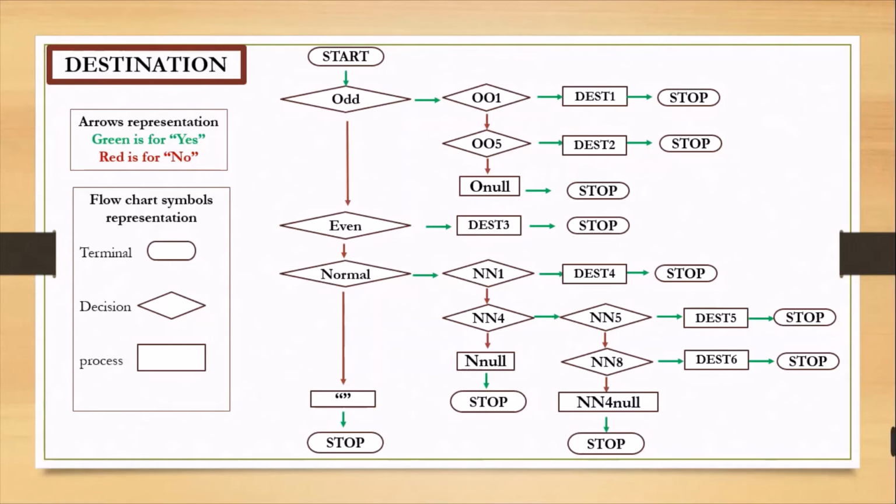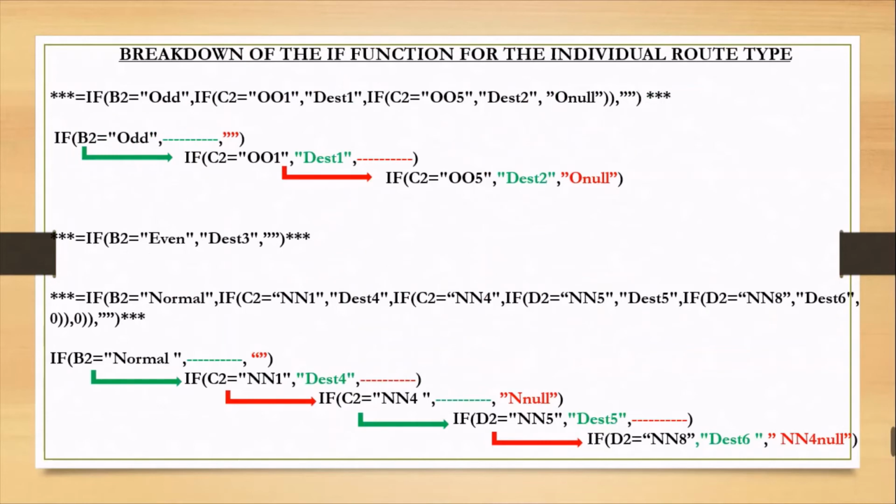Let's look at the if function itself. This is the breakdown of the if function for the individual route type. Please note that B2, C2, D2 represents the cells containing the values in the Excel file. I'm just using this to explain the if function.